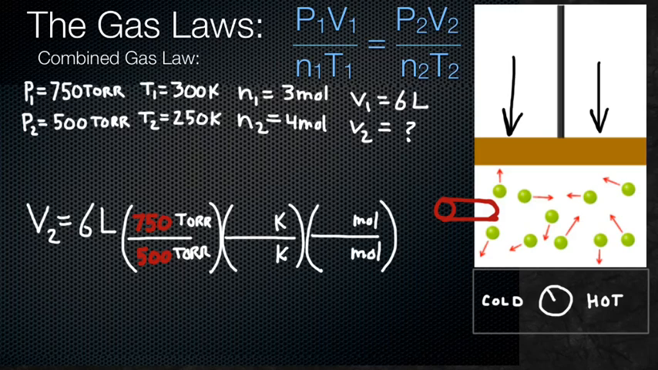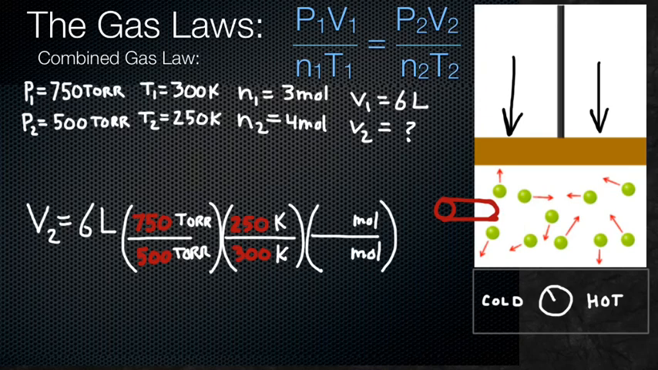Okay, now forget about pressure. Just think about temperature. The temperature is going down. This will make the particles slow down, and the volume will want to decrease. Therefore, we're going to put the smaller number on the top and the bigger number on the bottom in that ratio. This will tend to make that 6 go down.